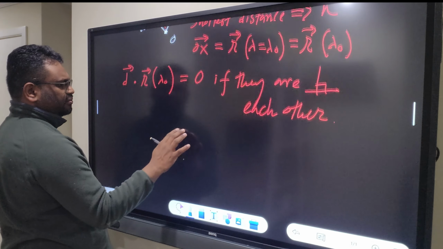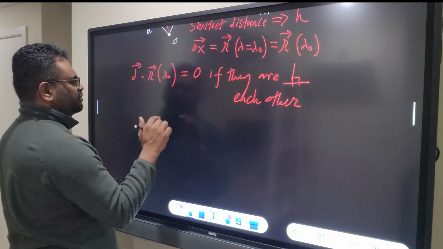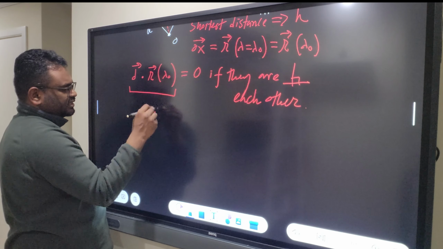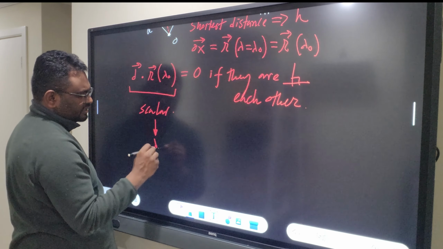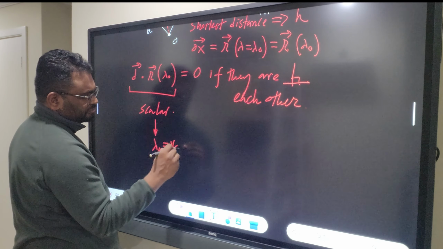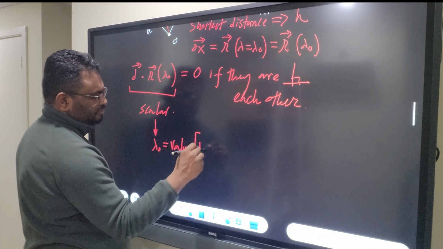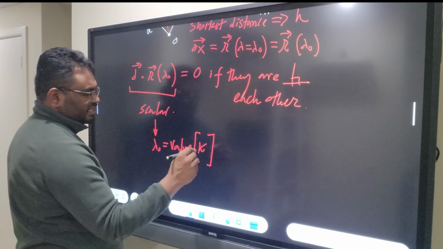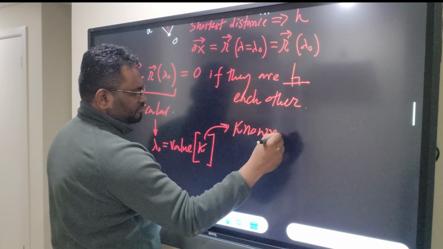So from here, what we can do, now this dot product gives a scalar. So from here, we get a lambda 0 value. So we get a value here. Suppose this value is k. So now k is a known value.